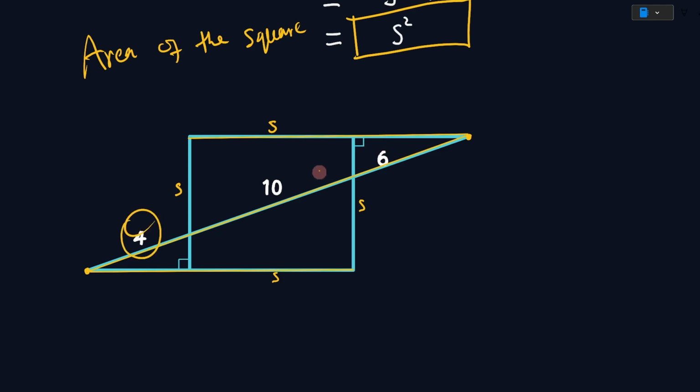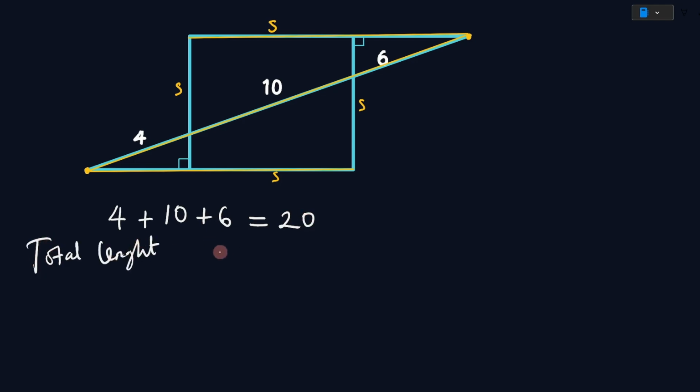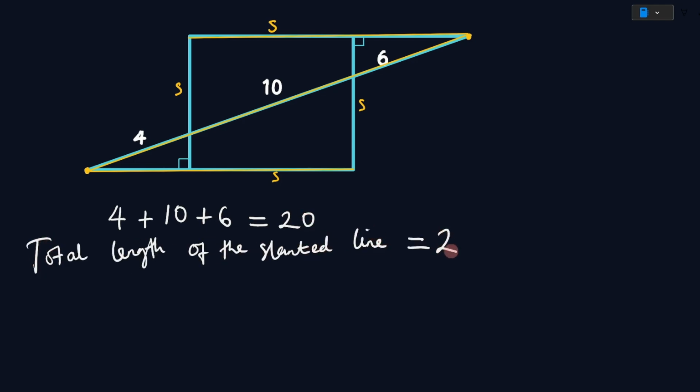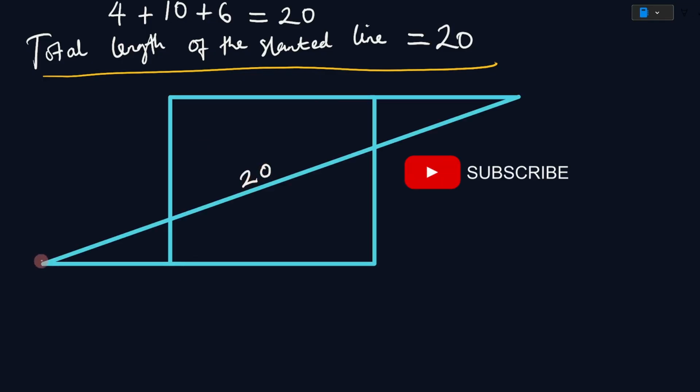These side lengths 4, 10 and 6 all sum up to 20. This is because the slanted length is divided into 3. From this vertex to this point is the first part, 4, and from this point to this point, this line 10 is the second division. From here to here is the third line, 6. The total length of this slanted line is 4 plus 10 plus 6, that is equal to 20. This is the total length of the slanted line, that is 20. Let's now redraw this to show that the total length is 20. From this point down to this point is 20.